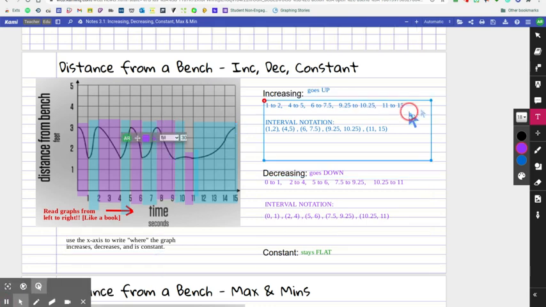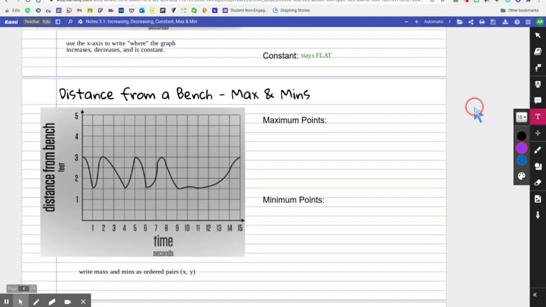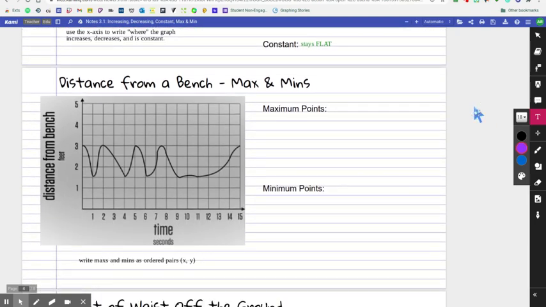Okay, so the next thing we're going to talk about is called maximums and minimums. Now, when we write maximums and minimums, we write them as ordered pairs, right? We know this. We learned this, I believe, last year, 7th grade. I don't remember. I'm old. I don't remember when we should have learned this.